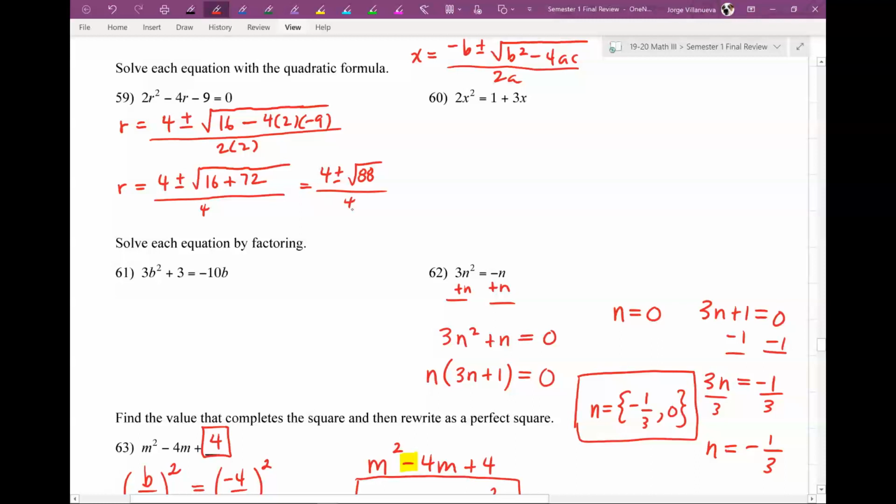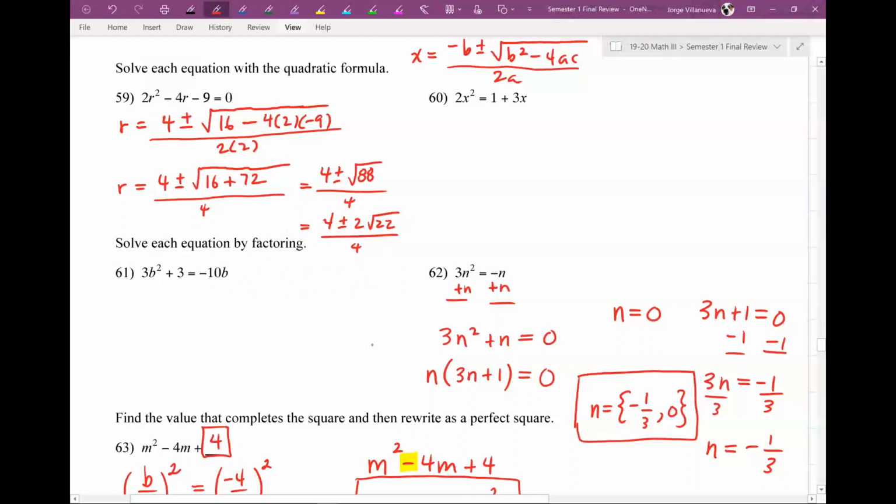Now, let me think. That's 4 times 22. I'm going to do a little bit of scratch work on the bottom, then I'll erase it. So the square root of 88 is the same as the square root of 4 times 22. The 4 will go out, so it's 2 radical 22. That's the square root of 88. So I'm going to write 4 plus or minus 2 radical 22 over 4.